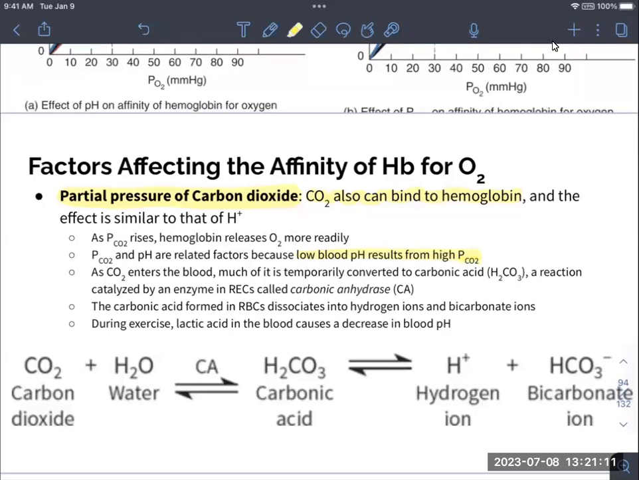So as the blood is going through the capillaries and our tissues are getting rid of their waste products, carbon dioxide being one of those, that carbon dioxide is going to diffuse into the bloodstream. It can be temporarily converted into that carbonic acid.